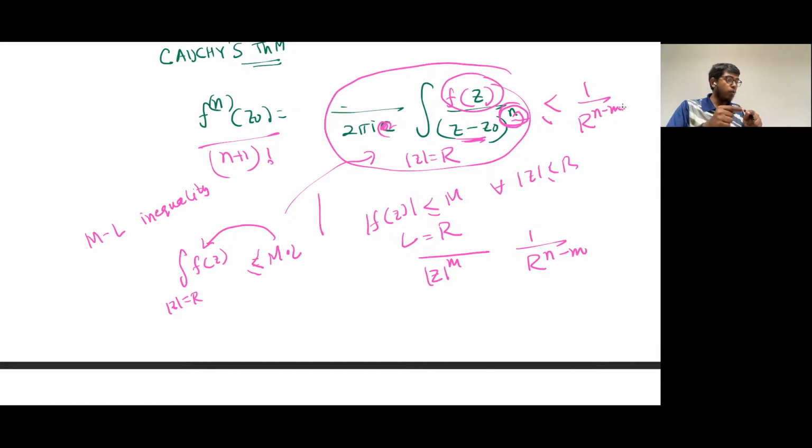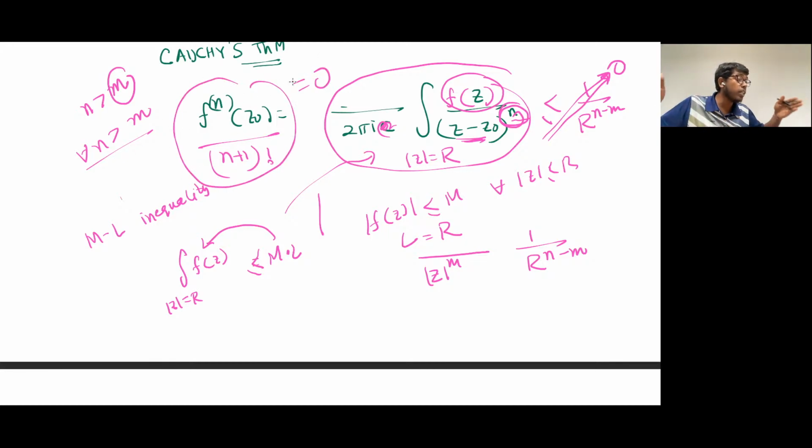Now, as r tends to infinity, if n is bigger than m, where m is the degree of the polynomial by which f is bounded, this will go to 0. Because r will be larger and larger, for any n bigger than m, this will be 0. And we have only finitely many terms in the Taylor series expansion. That will prove that the function is a polynomial.